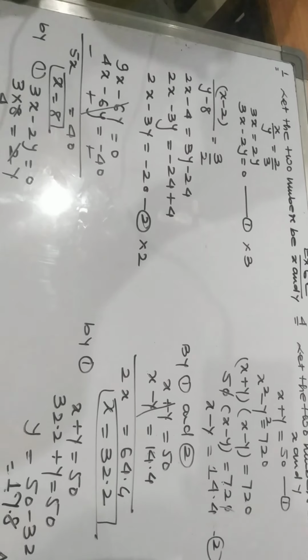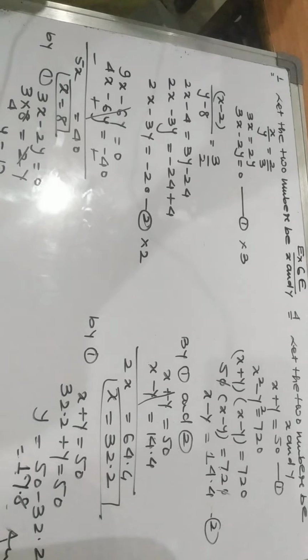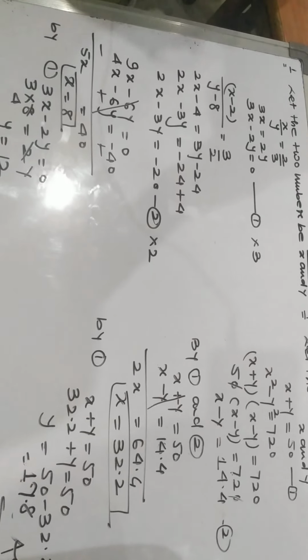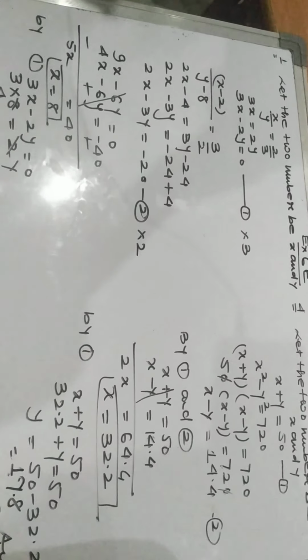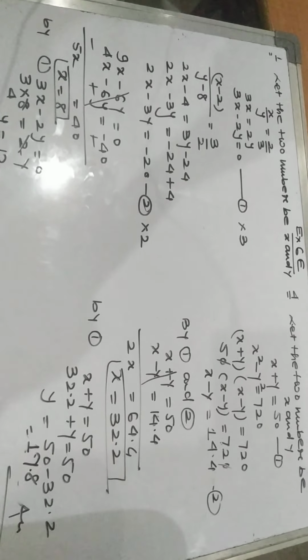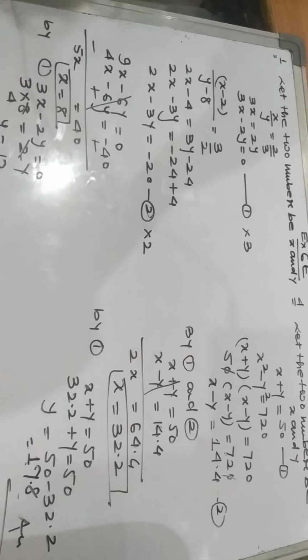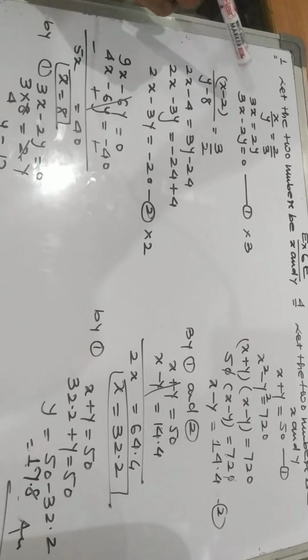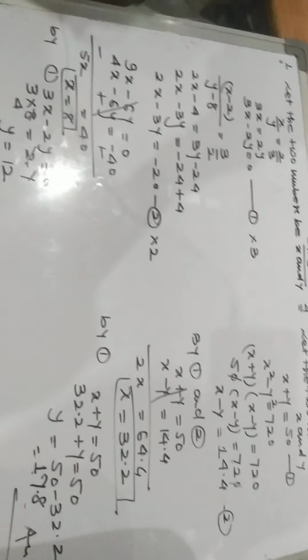Equation number 1. The second statement is that if 2 is subtracted from the first number x, so it converts into x minus 2, and 8 is subtracted from the second number y, so y minus 8, the ratio becomes reciprocal.